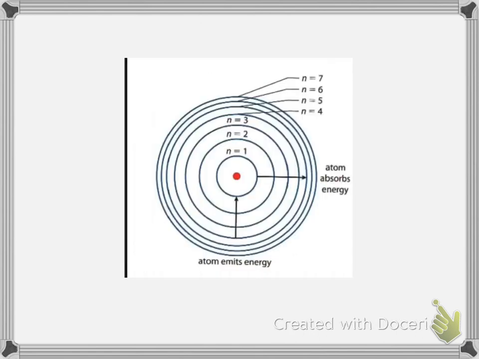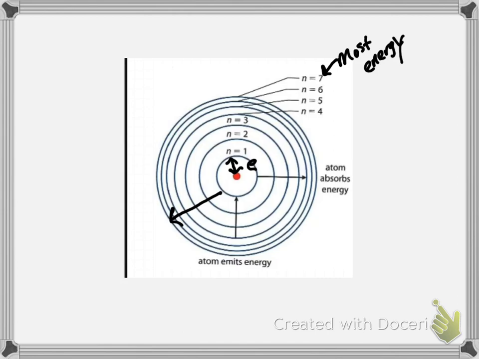Now, in the Bohr model, the electrons are circling the nucleus in an orbit. We have here different orbits. You can see n equals 1, n equals 2, n equals 3, n equals 4, all the way to n equals 7. n equals 1 is very close to the nucleus. n equals 7 is very far from the nucleus. The energy level farthest from the nucleus has the most energy. So n equals 7 has the most energy. n equals 1 has little energy.